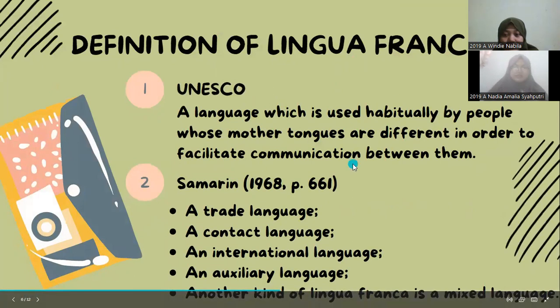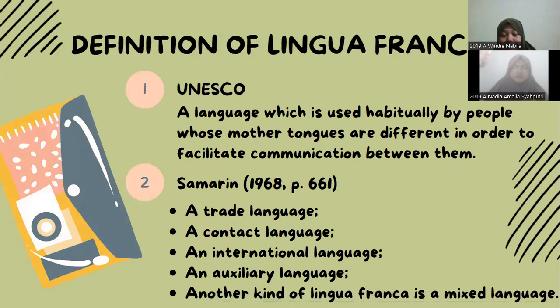Okay, thank you, Windie. So let's go straight to the first question of what is lingua franca? We can look at the definition here. The first definition, UNESCO defined a lingua franca as a language which is used habitually by people whose mother tongues are different in order to facilitate communication between them. And otherwise, lingua franca is known as a trade language, a contact language, an international language, an auxiliary language, and another kind of lingua franca is a mixed language.